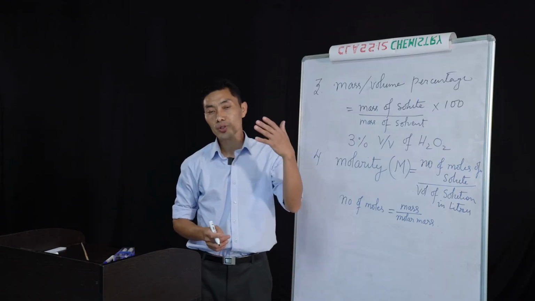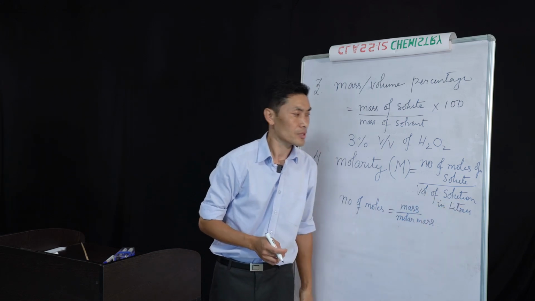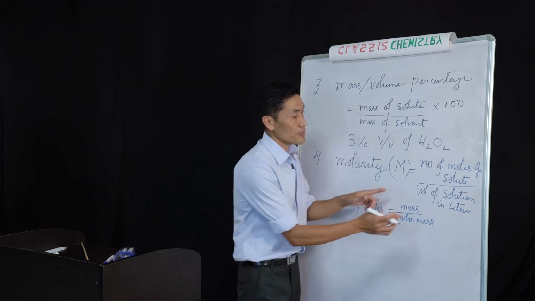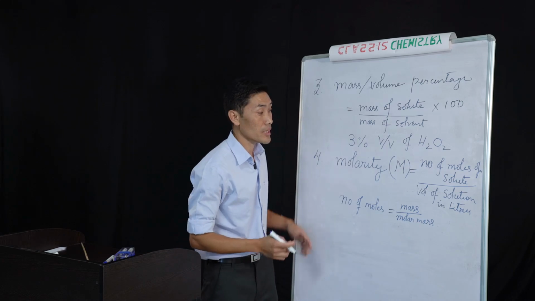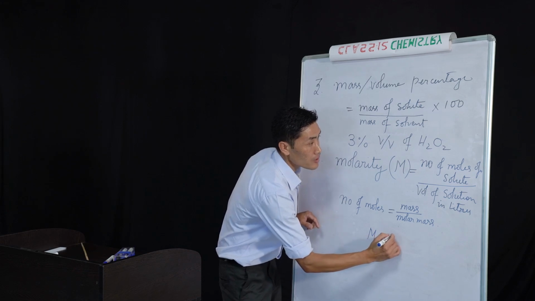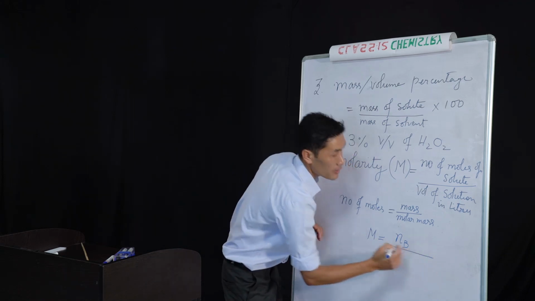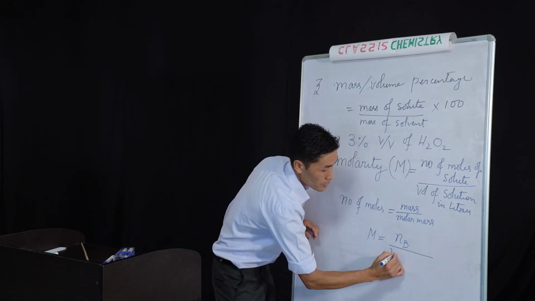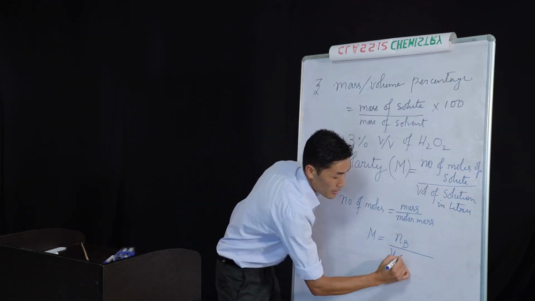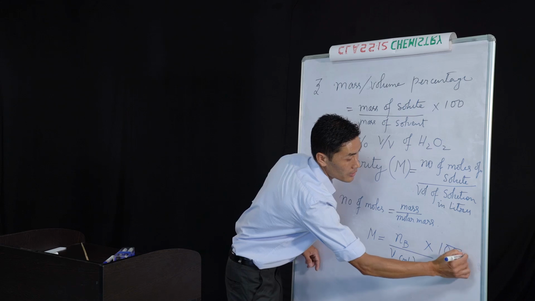Now in many of your problems, you will find that the volume of the solution is expressed in milliliters, not in liters. So if the volume of the solution is given in ml, then molarity will be given by number of moles of the solute, which we can write as n_B, divided by volume of the solution, let us just write V for that. If volume is given in ml, not in liters, then this expression will be multiplied by 1000.